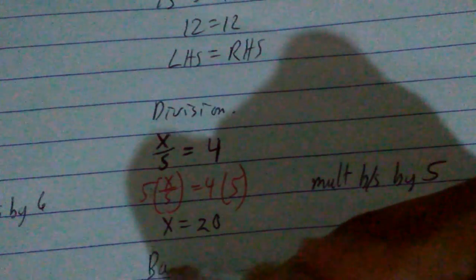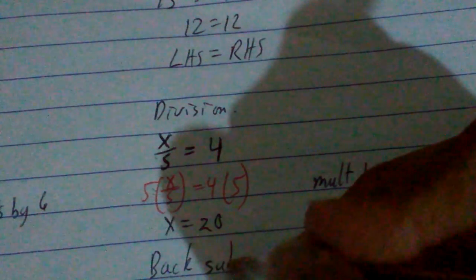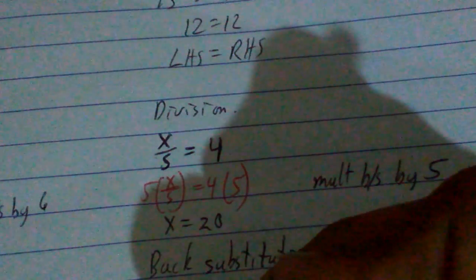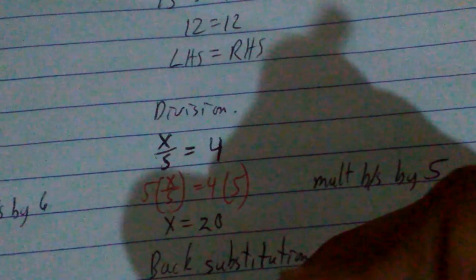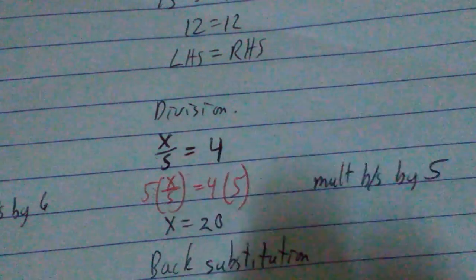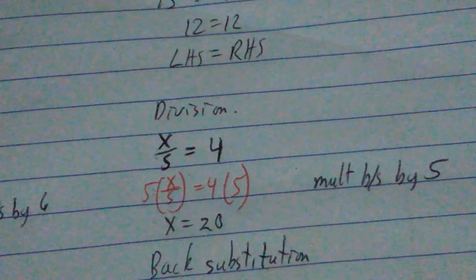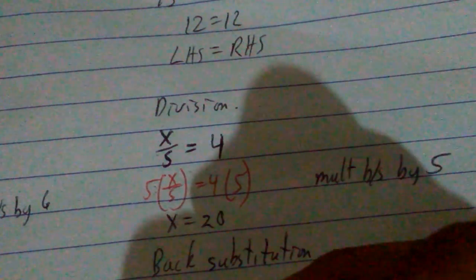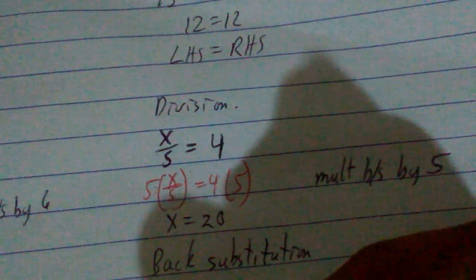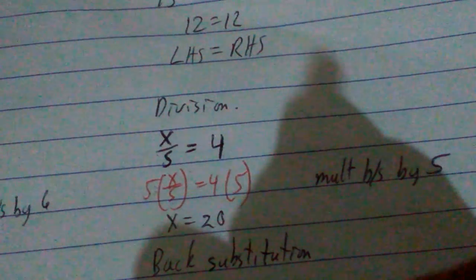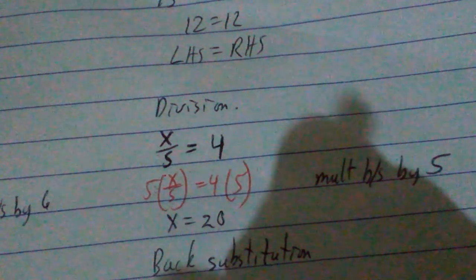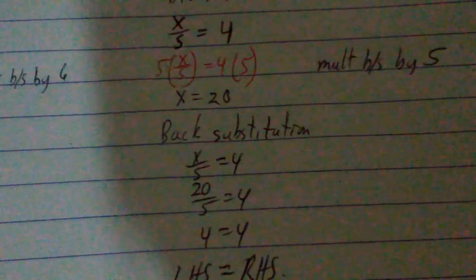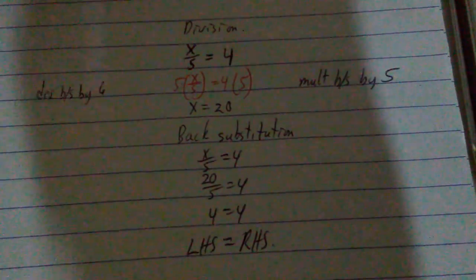Now let's prove it by back substitution. Remember, substitution is not mandatory, but I'm encouraging that you do it so you can be assured that your answer is correct. Okay, so what is the value of x? 20. So you put 20 over 5 equals 4. That's 4 equals 4. So your left hand side is equal to your right hand side. Okay, so that's our solution.